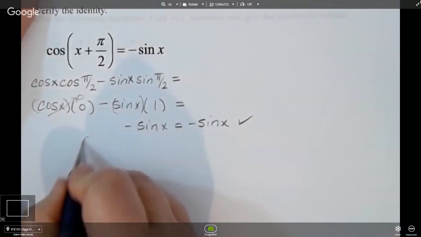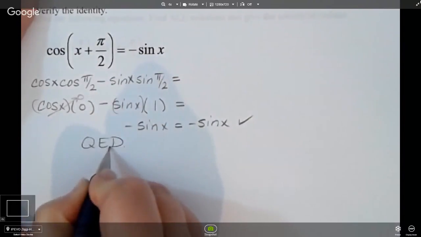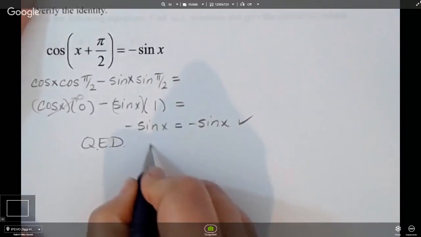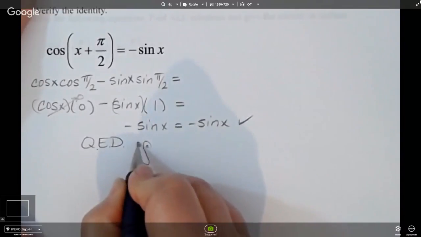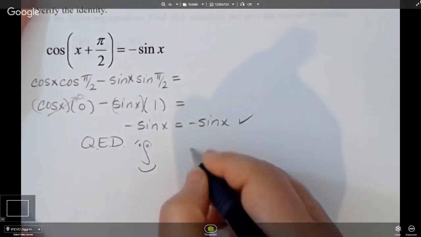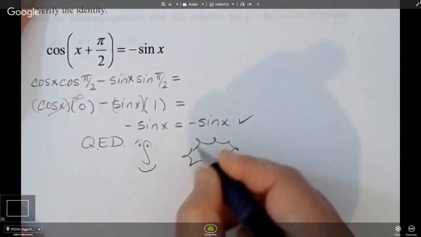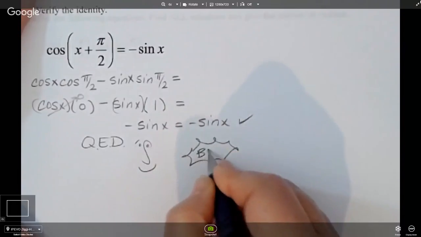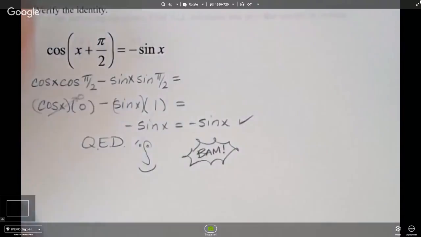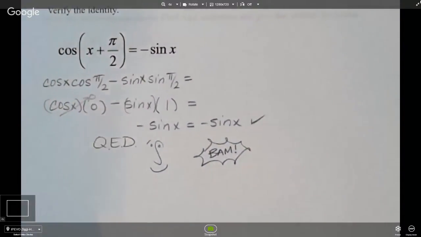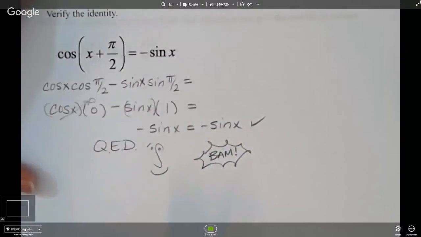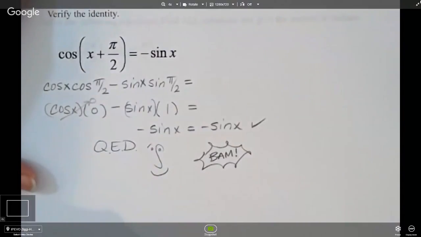Woo! So we're really happy with that. We just verified our lovely proof, and we're very happy. And we'll make that a bam. Okay? All right. So that's a simple verify. So yes, we can use these identities to verify.